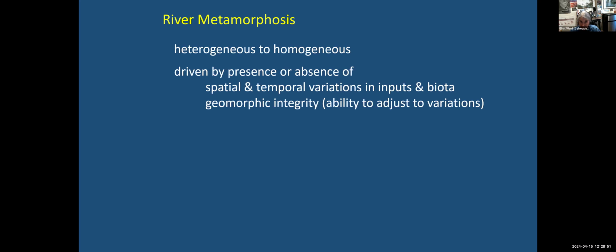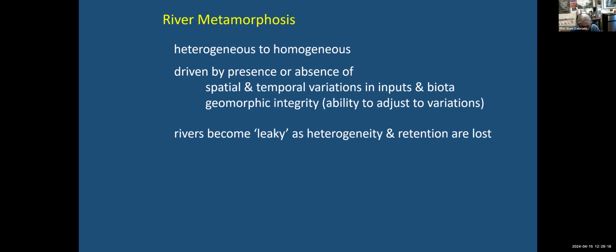A lot of that, again, is driven by the presence or absence of the spatial and temporal variations in those fluxes, so water, sediment, large wood, as well as living biota, both animals, plants, and microbial communities in some cases, and by the presence or absence of that physical integrity and the ability to adjust to the variations in those inputs and biota. And one of the things that I've seen in the rivers of the Colorado Front Range that I think applies to a lot of rivers, certainly throughout the US, is that they've become leaky as they've become more homogeneous and uniform.